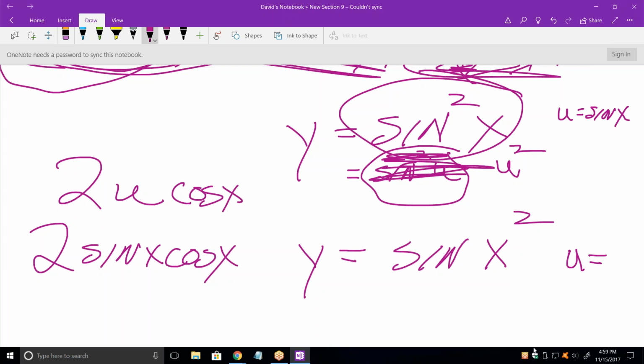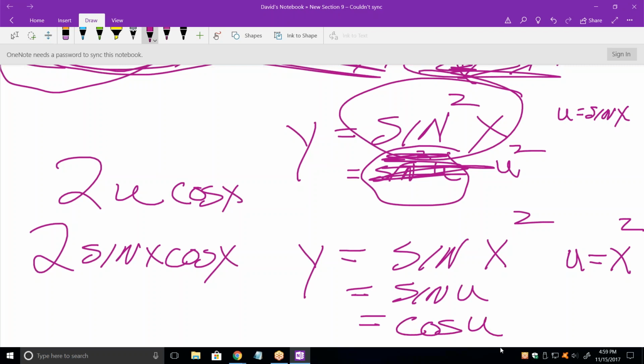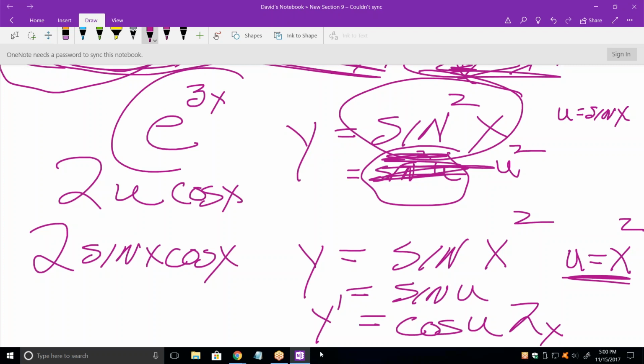x squared, right? Yeah, because now I'm looking at sine of u, and I can differentiate that. That's cosine of u times 2x, the derivative of the inside. And I can think of no functions where it's harder to teach somebody how to get the inside than these two. These two are the best two. They're almost the hardest. Tell me what the inside of this is. E? No, E is a number. E is a constant.